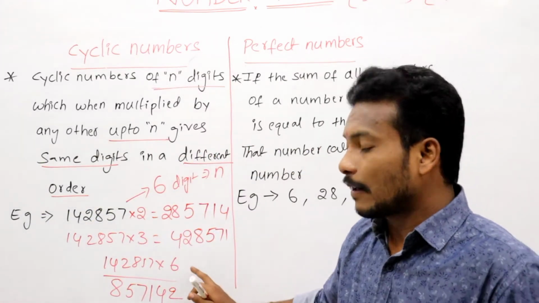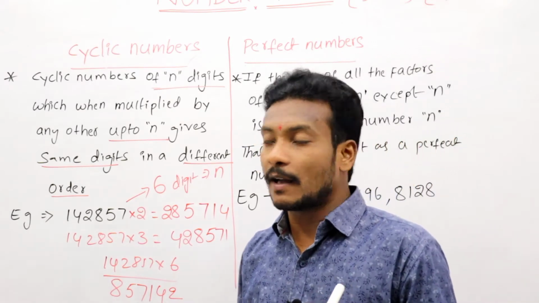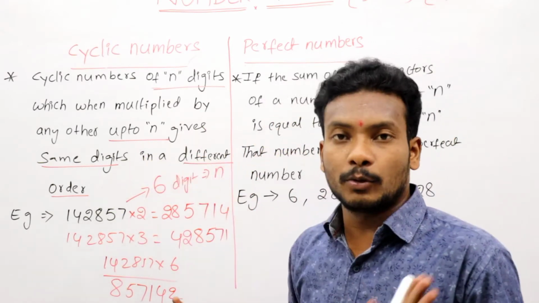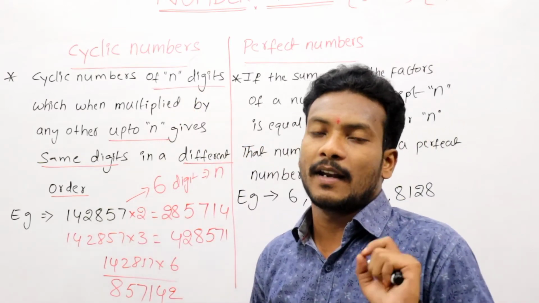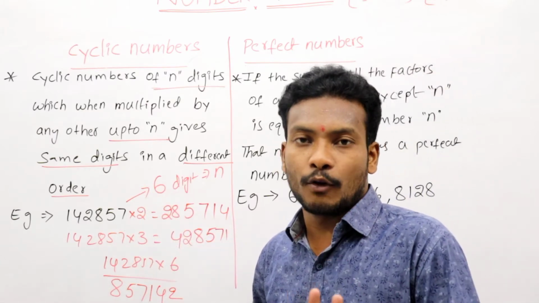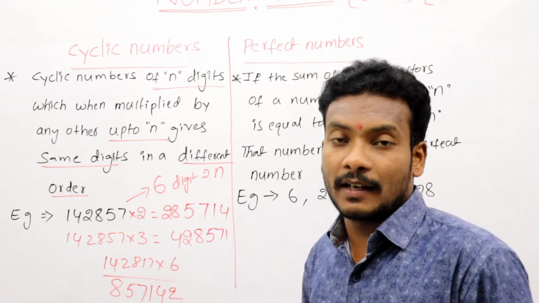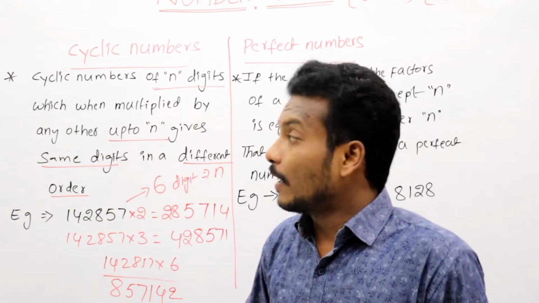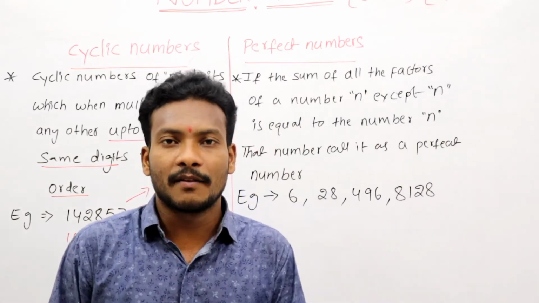Now whenever we multiply with 7, it is not applicable. How many times is it applicable? Up to n. What is the meaning of n? The number of digits of a number. Whenever we multiply with 1, 2, 3, 4, 5, 6, it is applicable. Beyond that, it is not applicable. This is the cyclic number definition and one example.